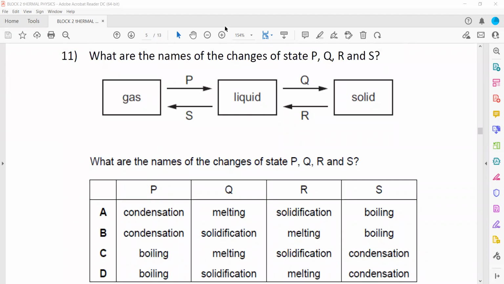So what are the names given to the changes P, Q, R and S?